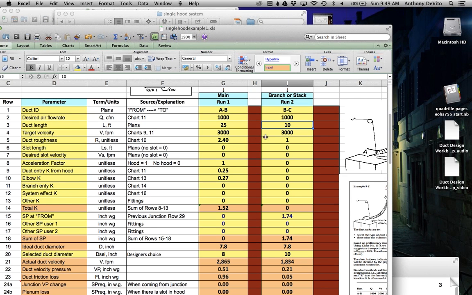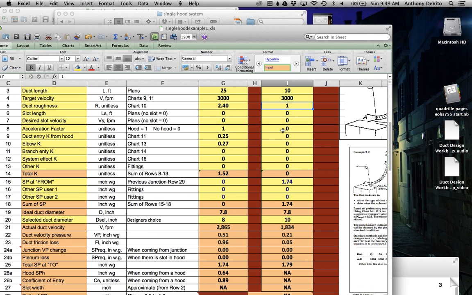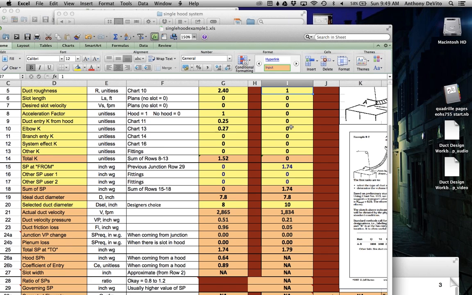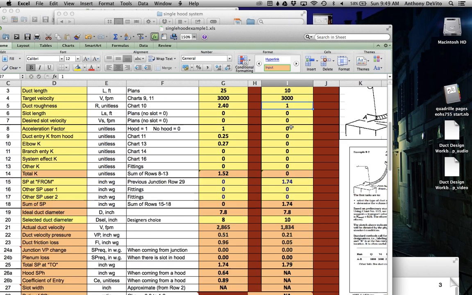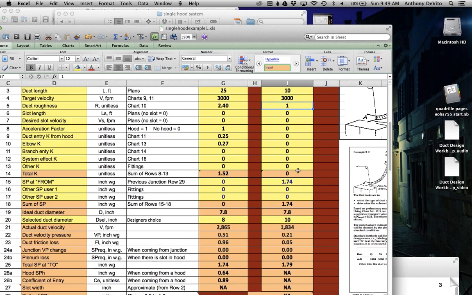So the duct roughness is going to be galvanized, not flex duct. So the duct roughness is 1 instead of 2.4. Again, there's no slot or anything like that. We're not coming from a hood, so this time I put in a 0 for the acceleration factor. No hood is 0. There's no other losses other than what's introduced by the length of the duct, which we've already accounted for by identifying its roughness and its length.